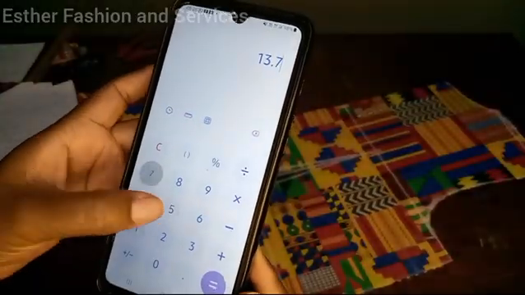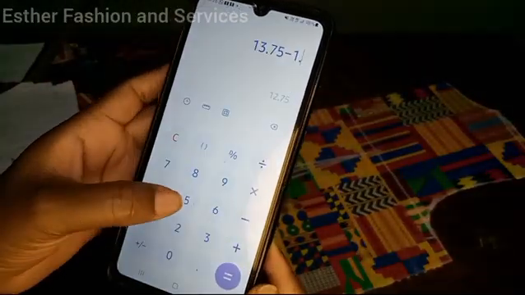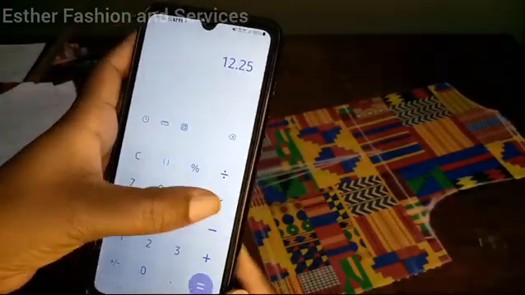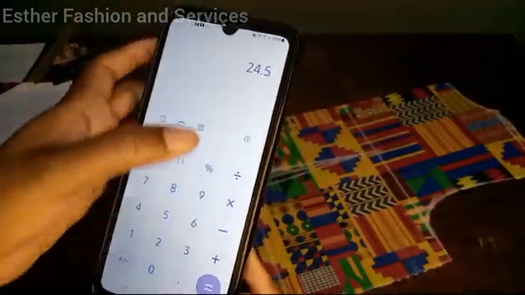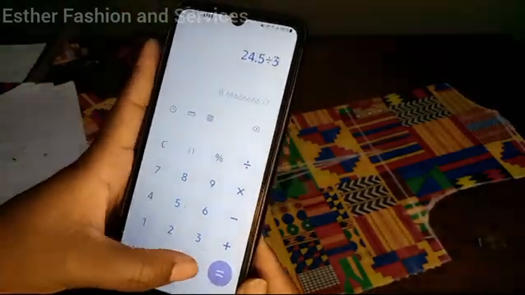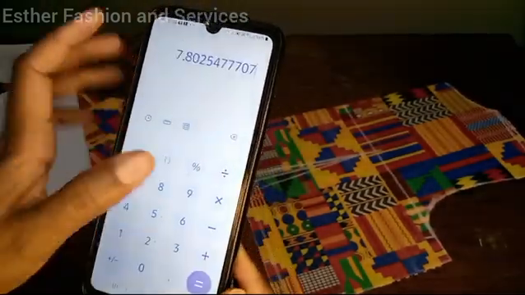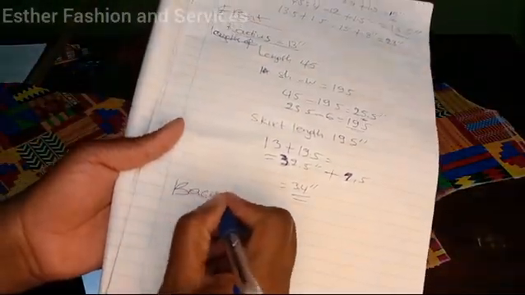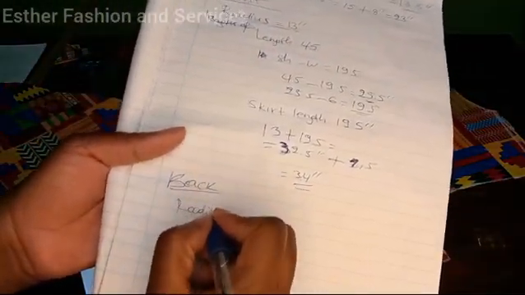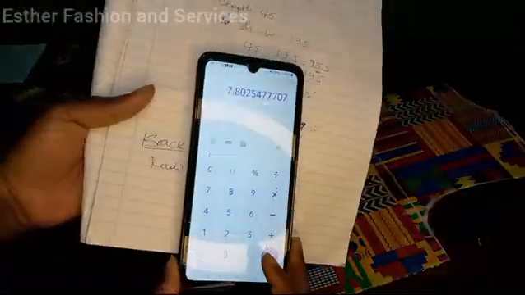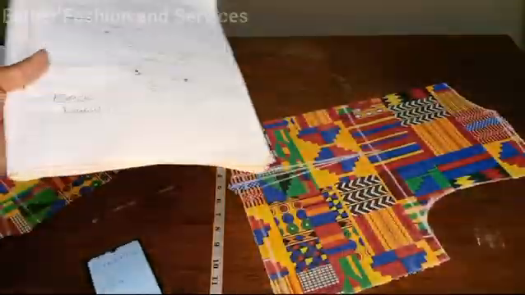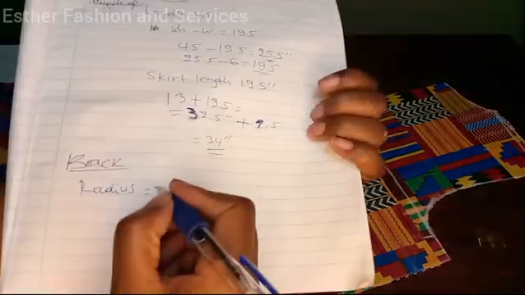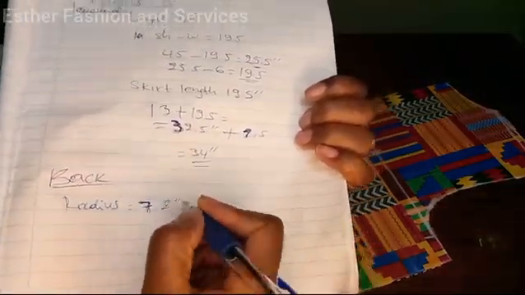Mine is 13.75 inches minus 1.5 inch. That will give me 12.25 inches. Times 2 will give me 24.5 inches. 24.5 inches divided by 3.14 will give me 7.8 inches. So the radius for the back is 7.8 inches. I'm going to use 7.8 inches.